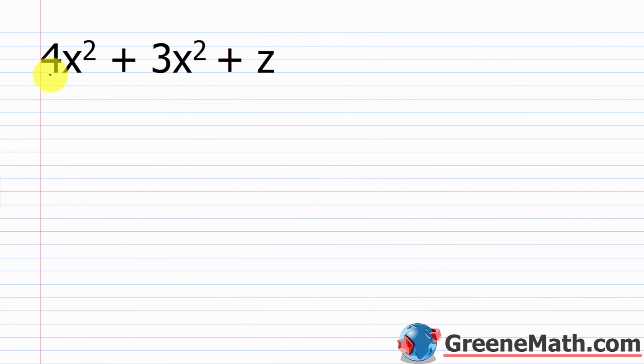All right, here we have 4x squared plus 3x squared plus z. Now, look for your like terms. I have x squared and x squared. So these two are like terms, and so we can combine them. The z is not common to anything, right? So we're not going to have like terms with just the z.